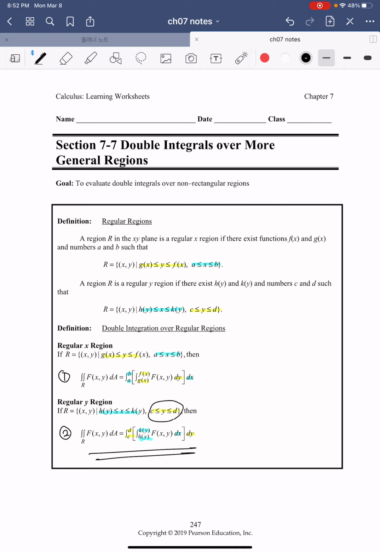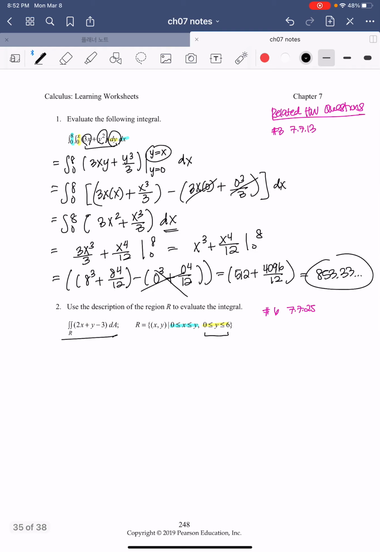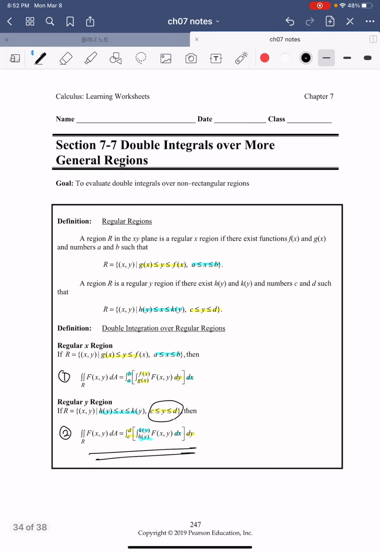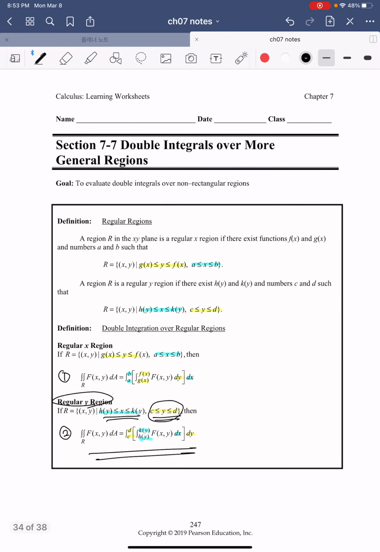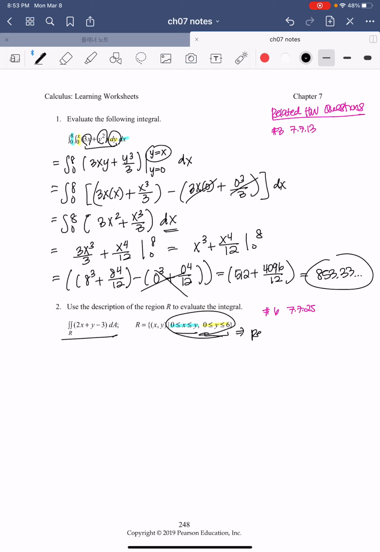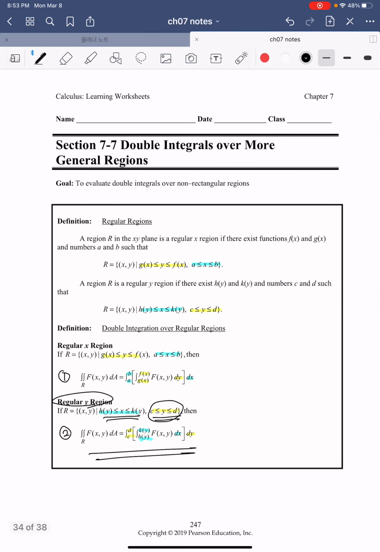Y is C to D. This number 2 is the exact same format as case 2. You have x, 0 to some function. So here is the function part. And then here's the y with the number. So you can see that the description, this one, tells you that we want to have a regular y region. So this description already tells you that you want to integrate dx dy. Right over here, dx first and then dy.